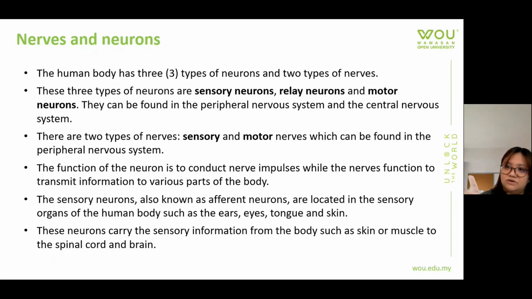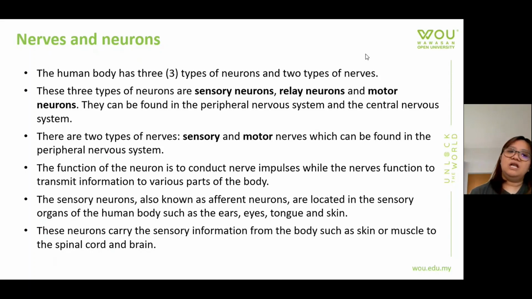So there are three types of neurons. First of all, the first one is sensory, followed by relay, and also motor neurons. Normally, all these three types of neurons can be found in the peripheral nervous system and also our central nervous system. From here, you also additionally know we have two types of nerves. The first one is sensory nerve, followed by motor nerves, which can be found in the peripheral nervous system.